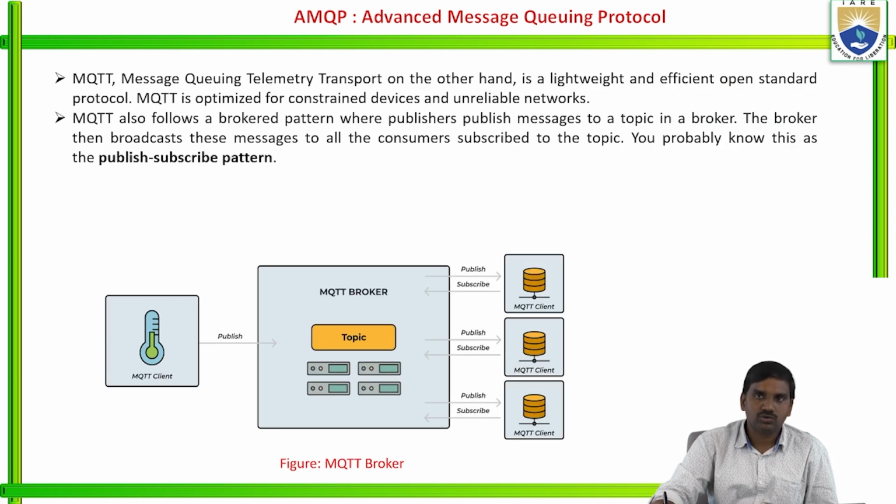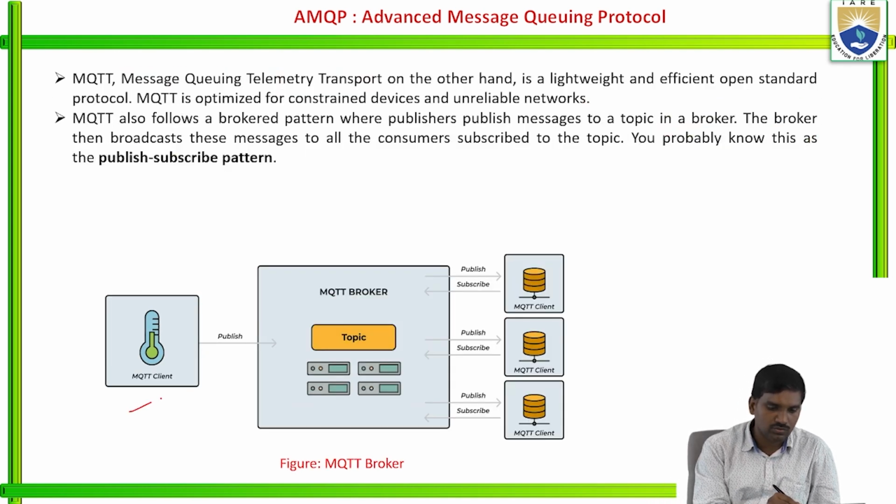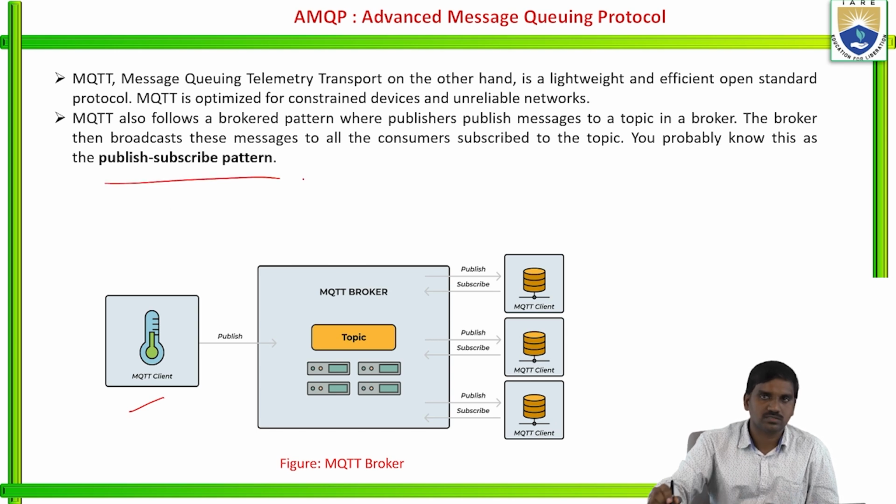So the MQTT broker here is also the same as AMQP, but somehow different. This is the MQTT type. It follows the publish subscribe pattern. MQTT clients publish to a topic, and subscribers subscribe to the topic, which is different for each MQTT client.